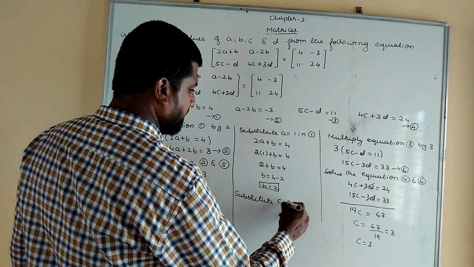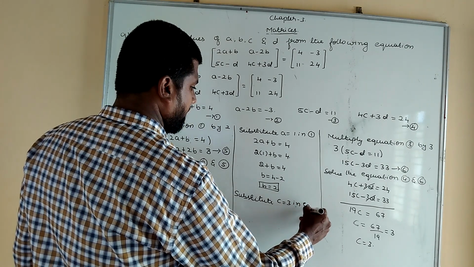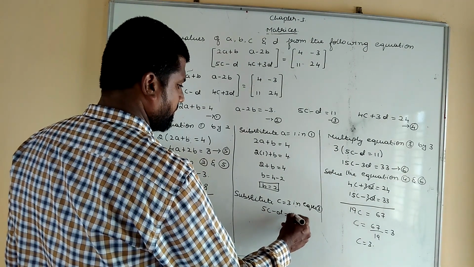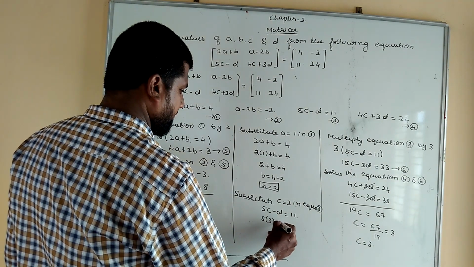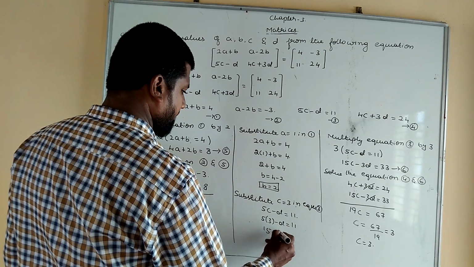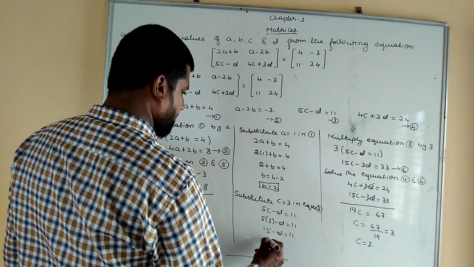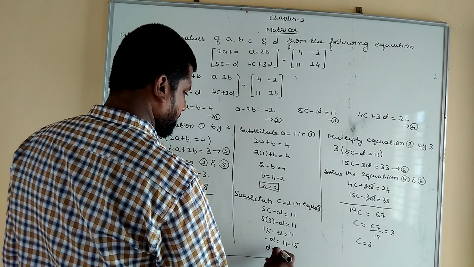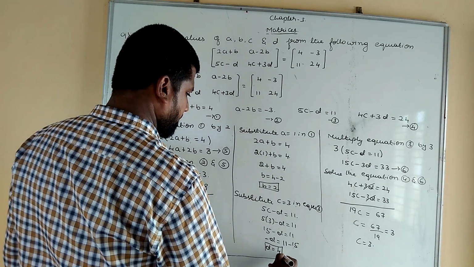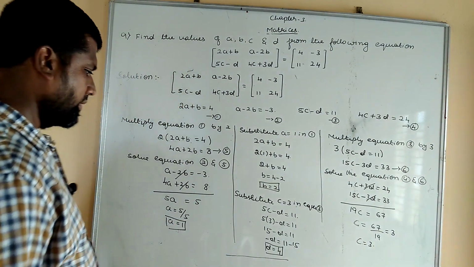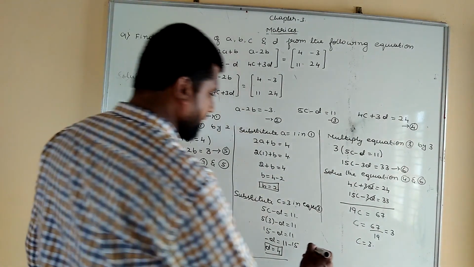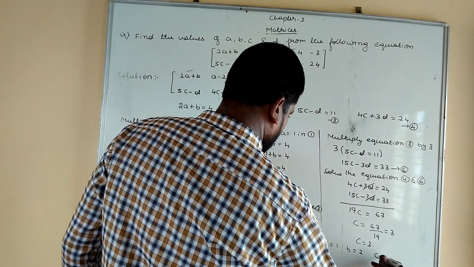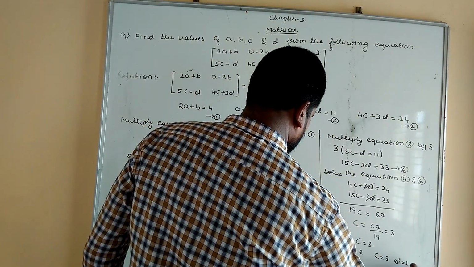Substitute C is equal to 3 in equation 3. What is equation 3? 5C minus D is equal to 11. Then 5 into 3 minus D is equal to 11. Then 15 minus D is equal to 11. Then minus D is equal to 11 minus 15. Then D is equal to plus 4. So therefore we got the values. A value is 1, B value is 2, C value is 3, D value is 4.